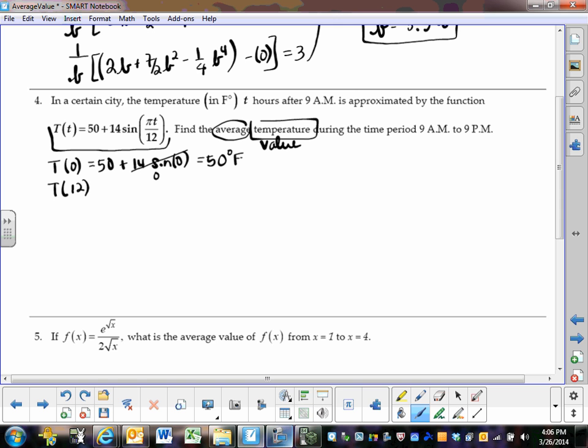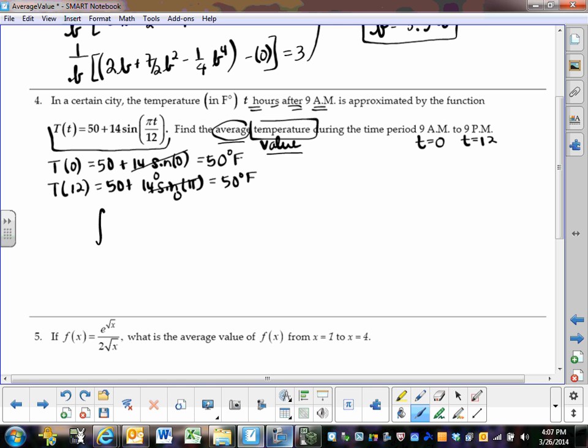I'm using 0 and 12 because it says T hours after 9 a.m. So 9 a.m. is time 0 and 9 p.m. would be time 12. So if I were to substitute 12 in, we end up with sine of pi, which is also 0. So my temperature starts the day at 50 degrees and it ends the day at 50 degrees. So we would expect the temperature to be a little higher during lunchtime, but our temperature should not be drastically different from 50 degrees Fahrenheit on average. So what that means is we are going to do the average value of the temperature.